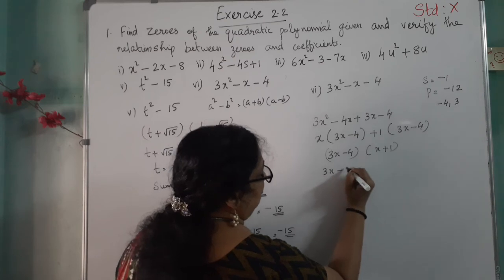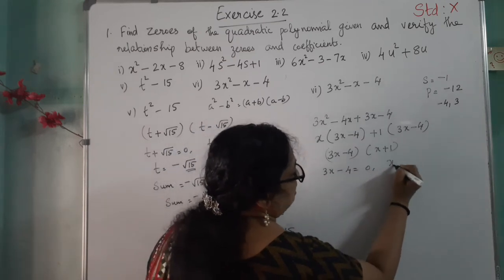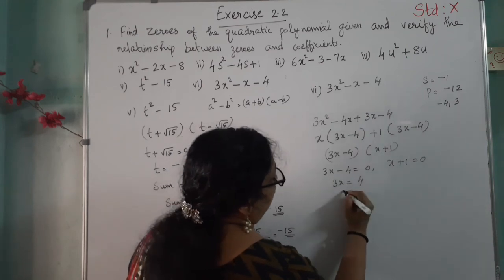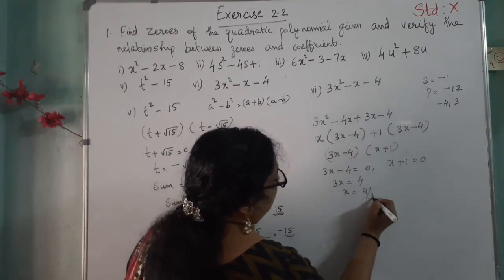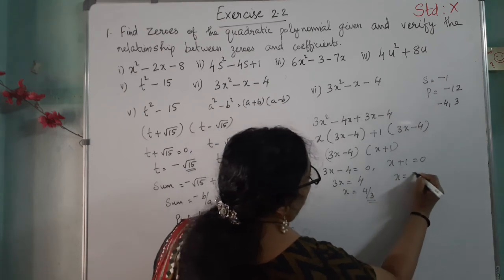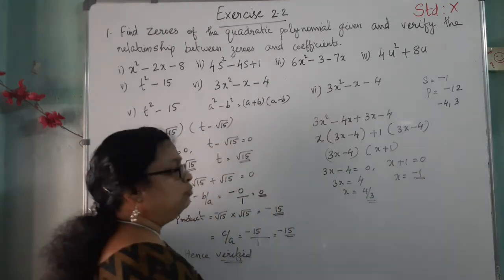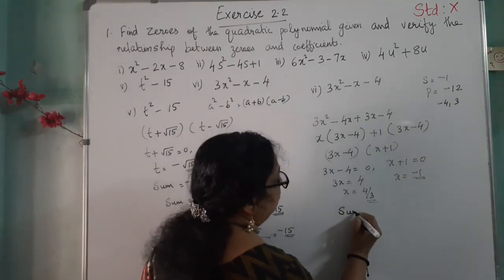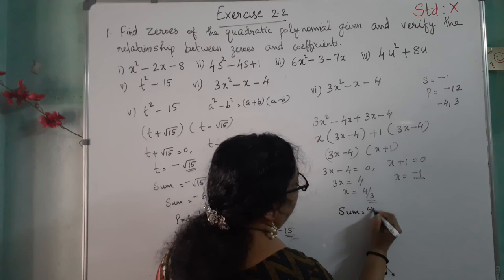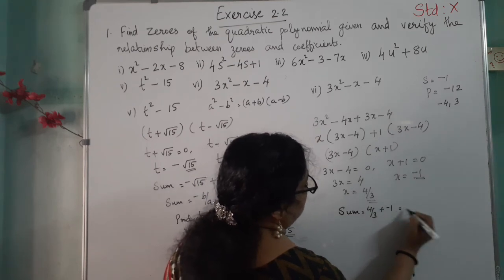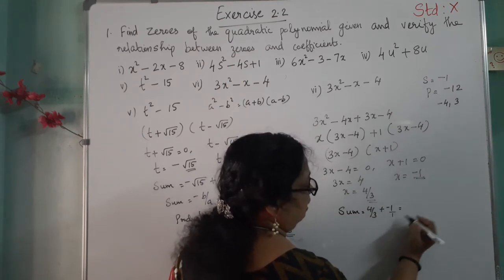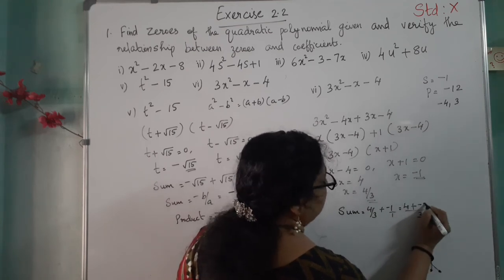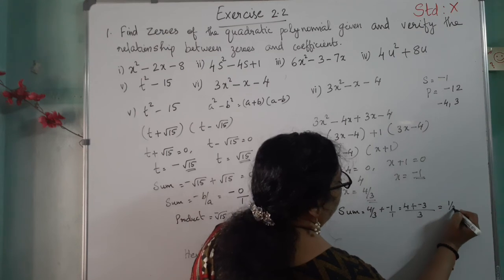So 3x minus 4 equal to 0, x plus 1 equal to 0. Here 3x equal to 4, x equal to 4 by 3. Here x equal to minus 1. So x equal to 4 by 3 and minus 1 are the zeros. Then we can take sum. Sum equal to 4 by 3 plus minus 1. So minus 1 means minus 1 by 1. 3 is the LCM. Here 4 plus minus 3, that equal to 1 by 3.